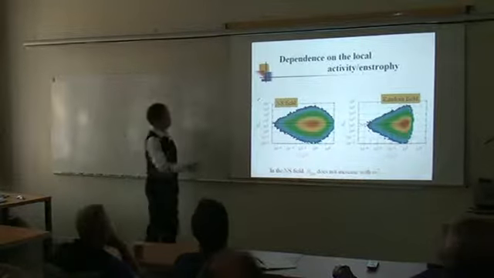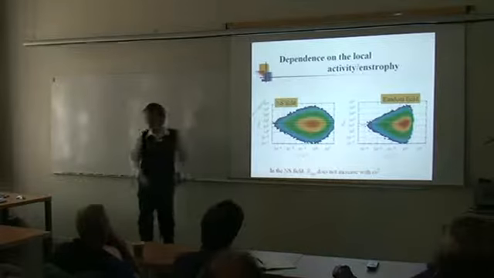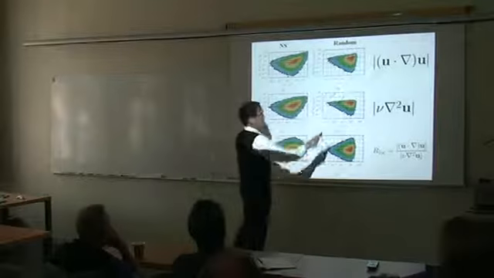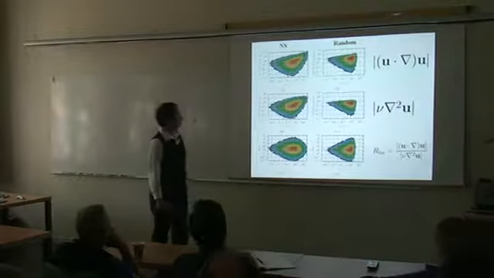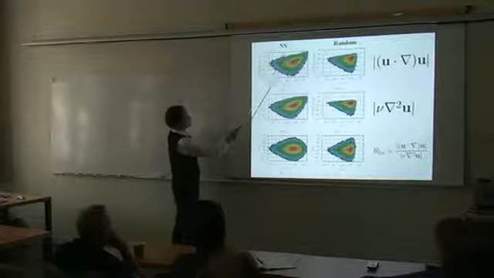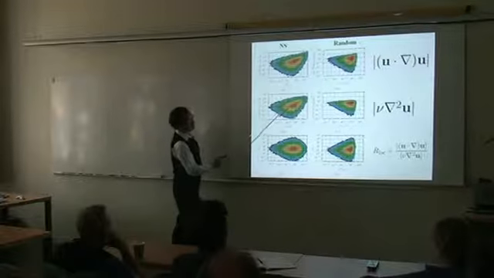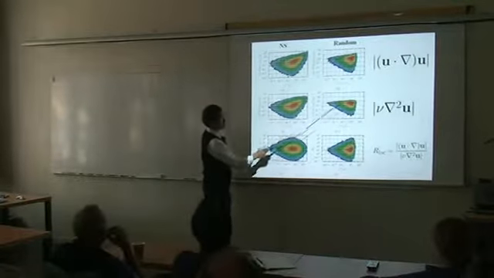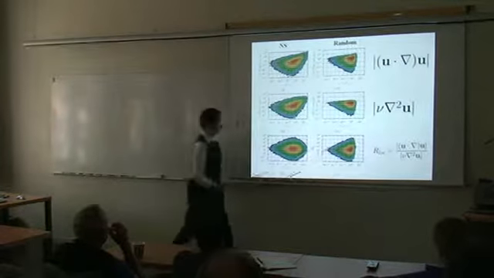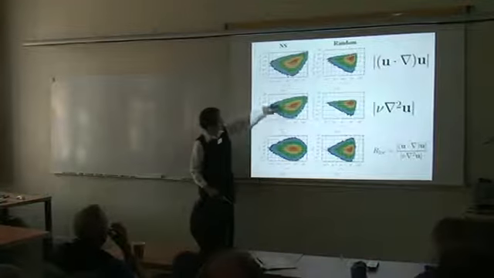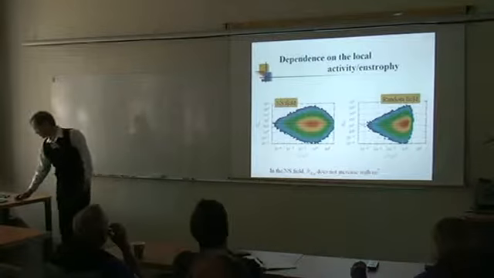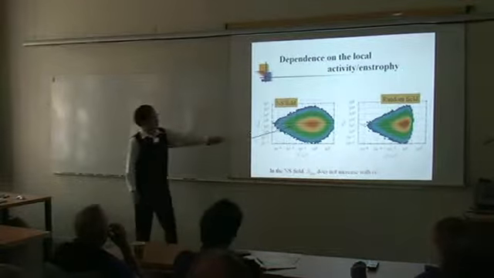This is the joint PDF for entropy and local Reynolds number. And if we look more closely at each term, this term and this term and the ratio, with the increase of entropy or activity, both the nonlinear term and the dissipation increase. But in the random field, this doesn't increase. So the ratio, the Reynolds number, is almost independent as a result of this increase. And then we get this result.